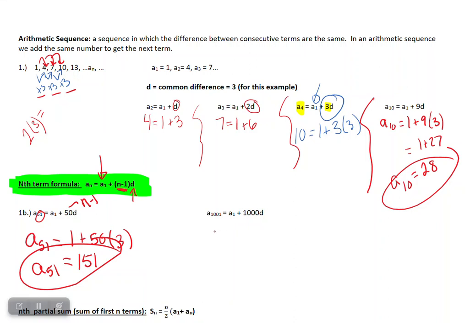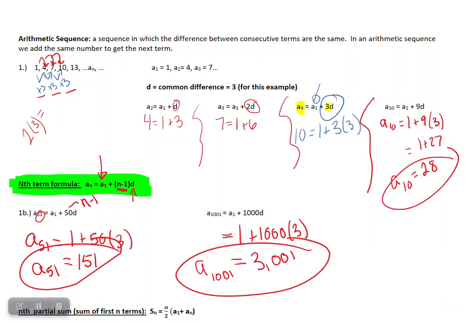And we'll do that here. We'll do 1 plus 1,000 times the common difference. We're going to get 3,001. So the 1,001st term is 3,001.